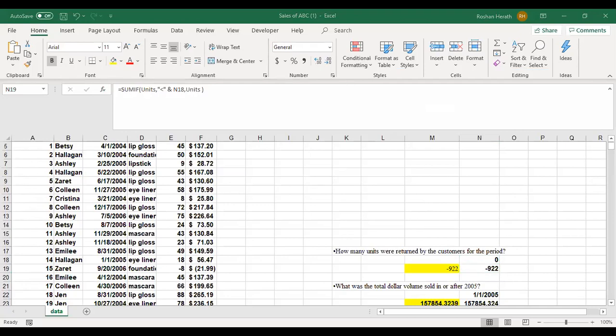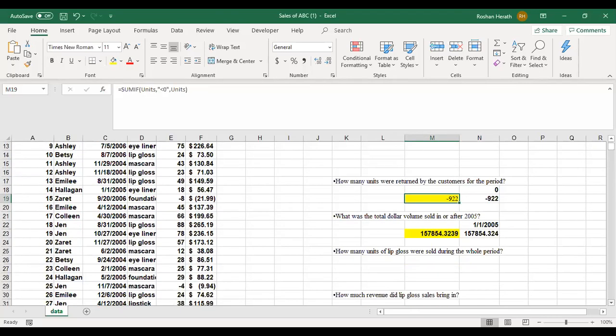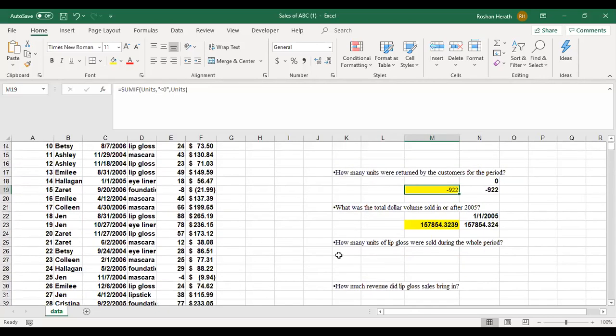Okay, so this is how we may do that using the references, but in an examination, if you find that you can't manage it using these references, better stick to the previous method, how we were used to doing it. Then it asks, how many units of lip gloss were sold during the whole period?